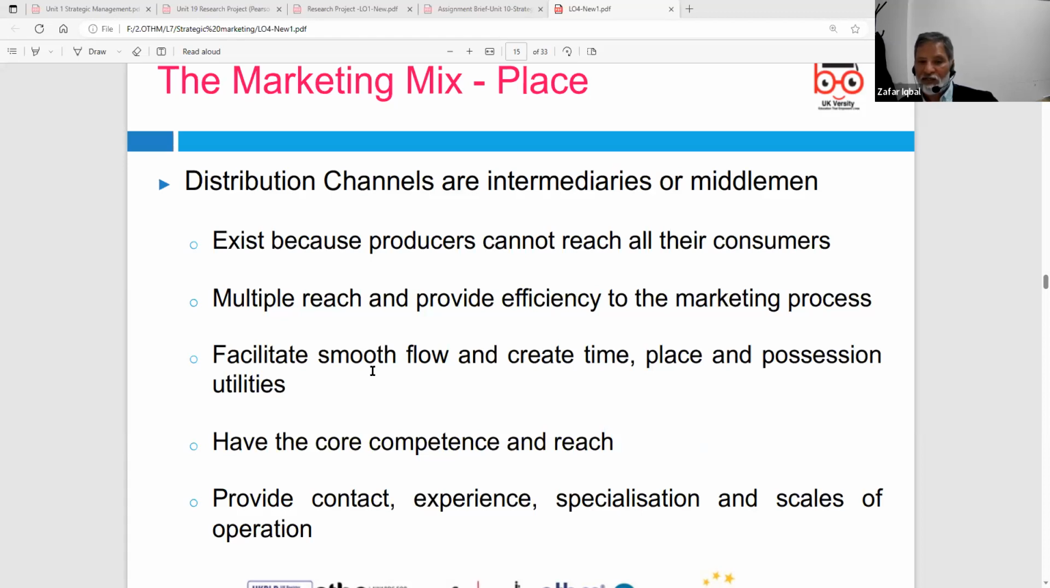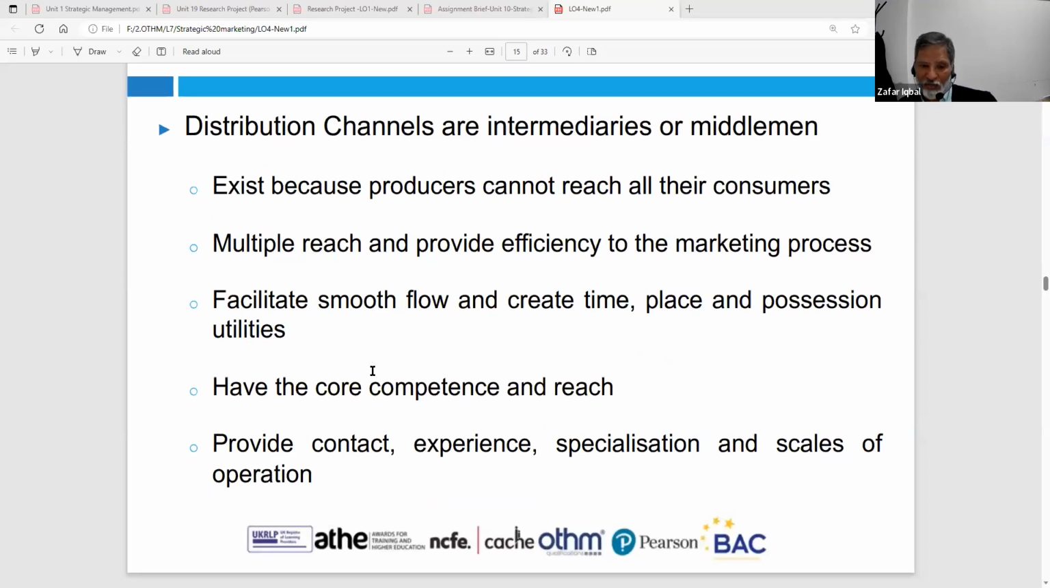Okay, they should provide efficient service to the marketing process. They must facilitate a smooth flow of the goods and services and create time, place, and possession utilities. For example, they should have good competencies. They should reach the customers. The products should reach the customers whenever the customer needs them.